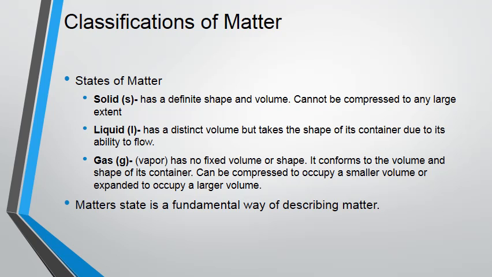Gases can be compressed to occupy a smaller volume because there is so much space between all the atoms. We can smush them together and take up less volume, or they can be spread out to occupy a large volume. And these states of matter are just our fundamental, our base level way of describing matter. We can always describe the state of matter.